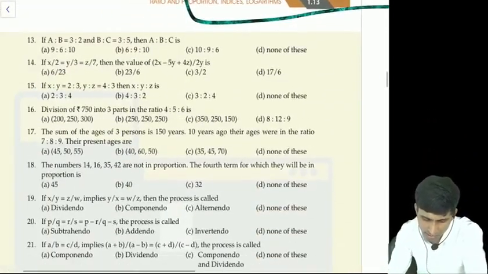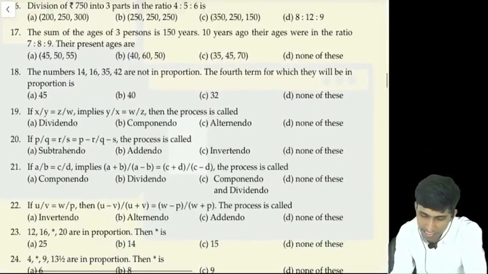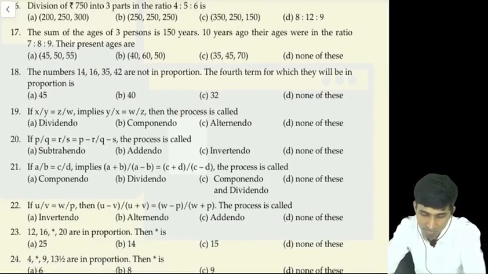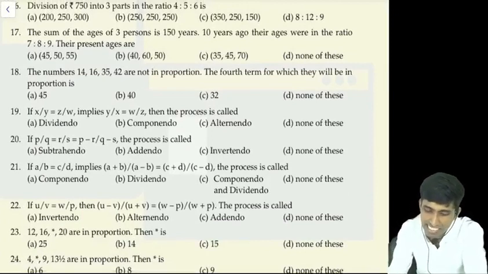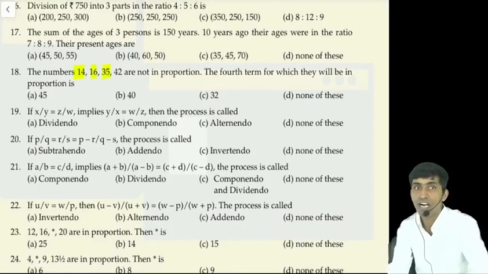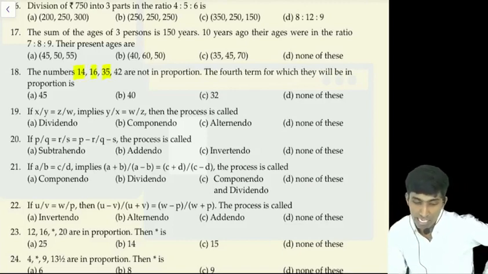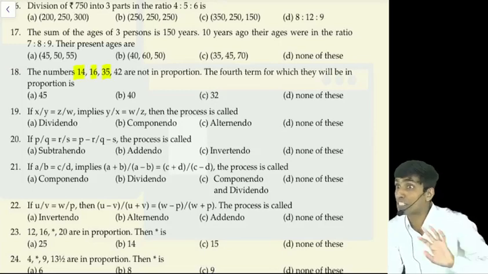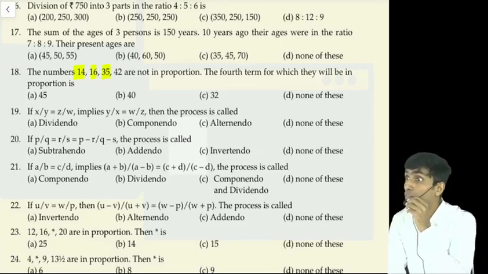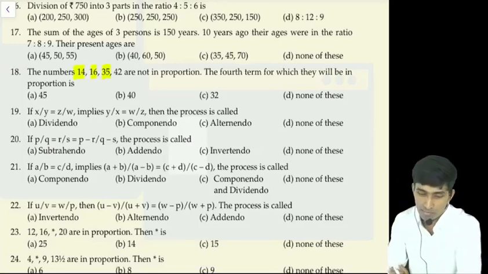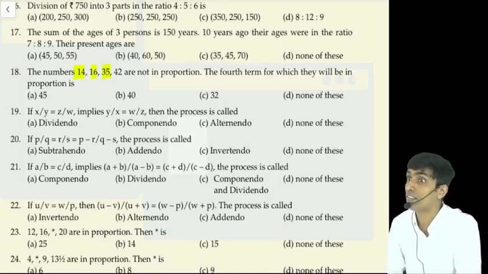Next, which question? 18th. 18th na? Ha. 14. Acha, they are saying 14, 16 and 35 are not in proportion. Correct? The fourth term for which they will be in proportion means what we have to find? Fourth term now, what we have to find? For fourth term, what is the formula?